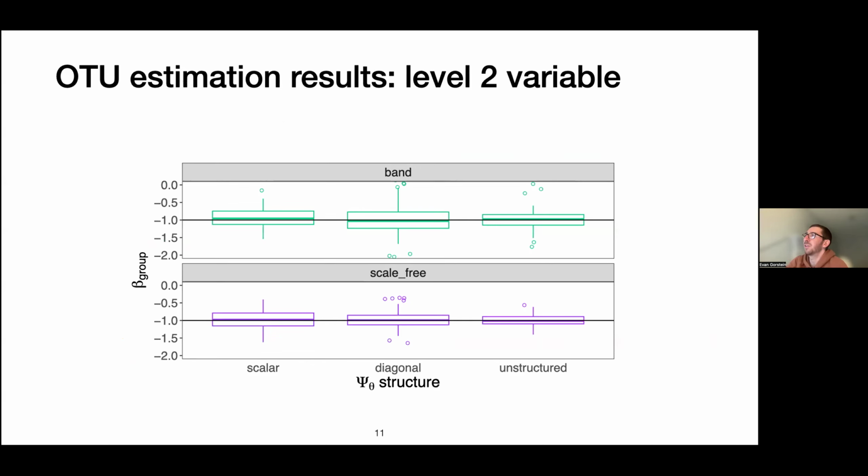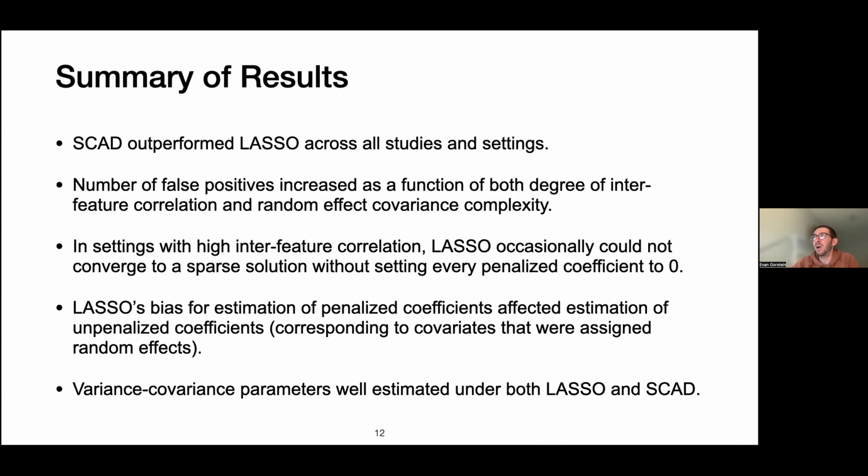One thing that I wanted to highlight for the microbiome data is that we included a variable that was measured at the level of the clusters, which is a nice thing that you can do with mixed effects models: you can estimate the effects of variables measured at the group level. We found that we could also do that using our coordinate descent algorithm. To summarize, across all of these different omics data sets, the SCAD penalty outperformed the lasso penalty at selecting variables and estimating those variables' coefficients.